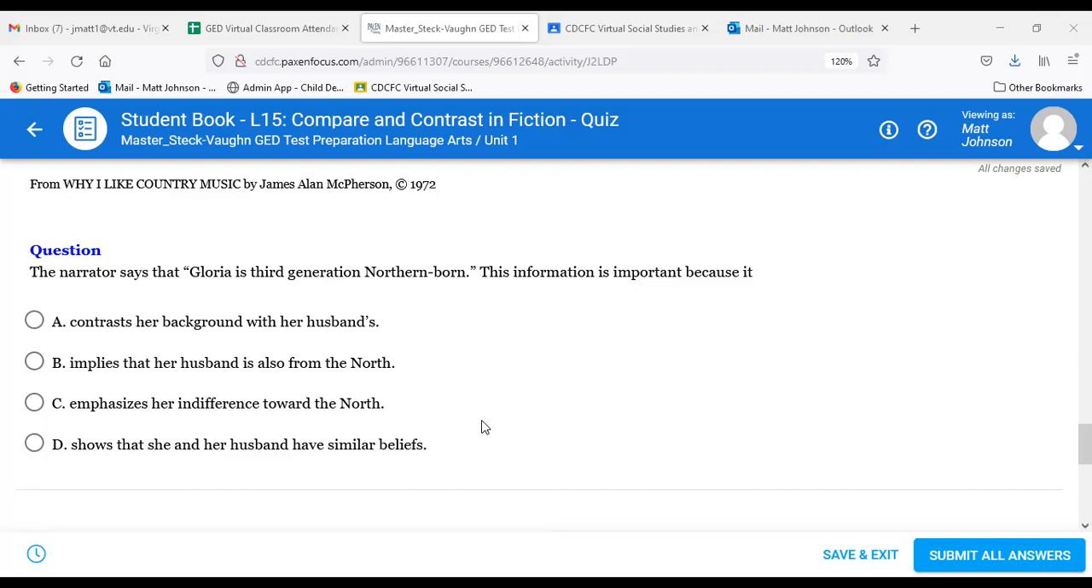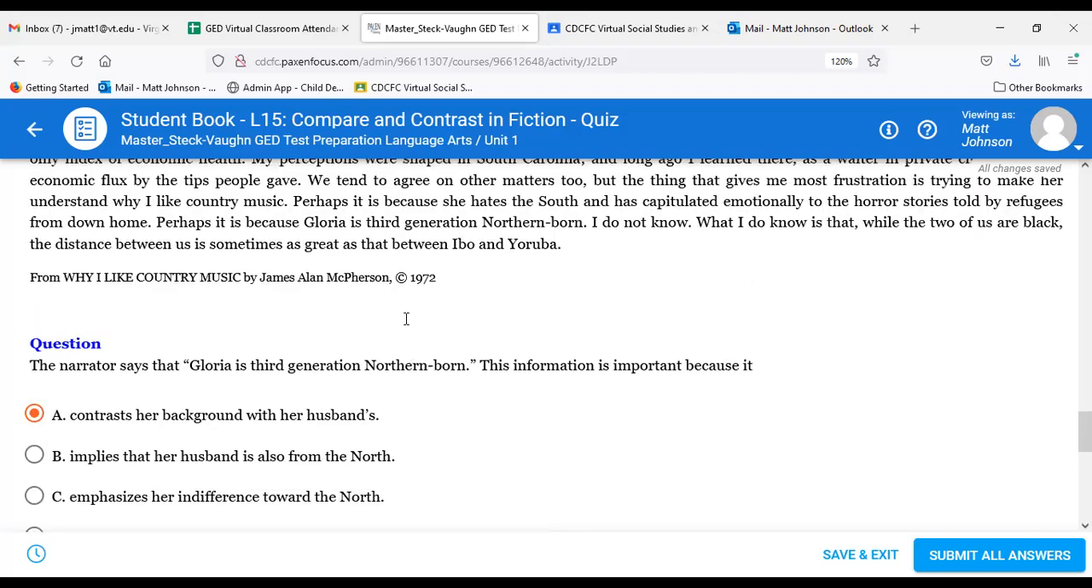Is it A? Yep, it's A, right? Contrasting their backgrounds. He's from the South, she's from the North. That really shows a difference between the two, especially when we're talking about musical taste, right? And things like that. So culturally, there's a difference.